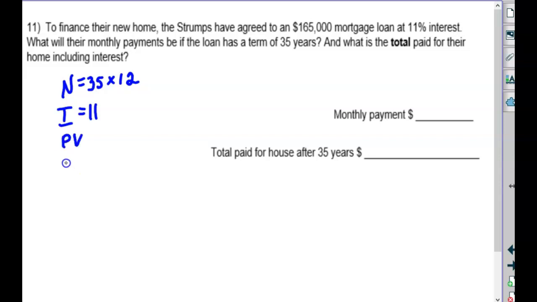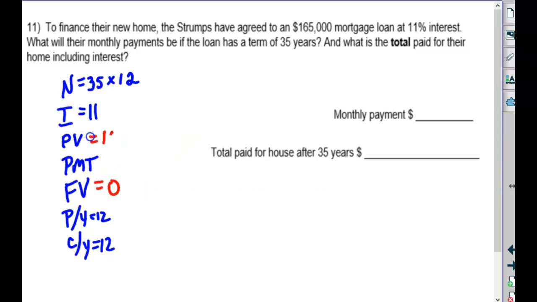Present value, payment, future value. This is different than the annuity, right? Why? Yeah, we want to end up owing nothing, and we started with $165,000. And you can say in the hole if you want, make that negative, and your payment will come out positive. Whatever makes sense to you, just so you put down a positive amount.